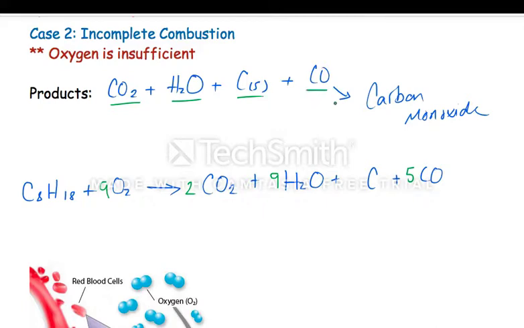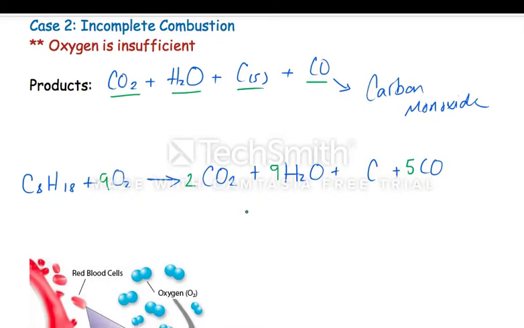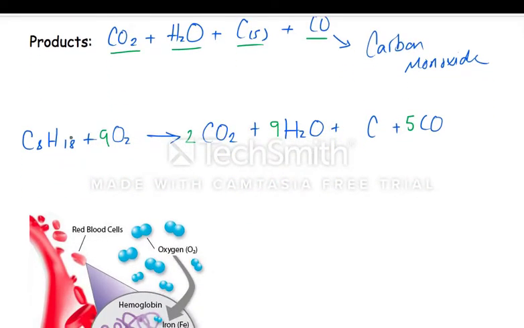Now, carbon monoxide is not very good to have produced by a reaction because carbon monoxide is a poison to your red blood cells. Let's take a look at an example, and then I'll talk a little bit about carbon monoxide. Now, this is octane again. Whenever we don't have enough oxygen, then it'll produce CO2, H2O, carbon solid, and carbon monoxide, and I balanced it ahead of time because it was a bit tricky.